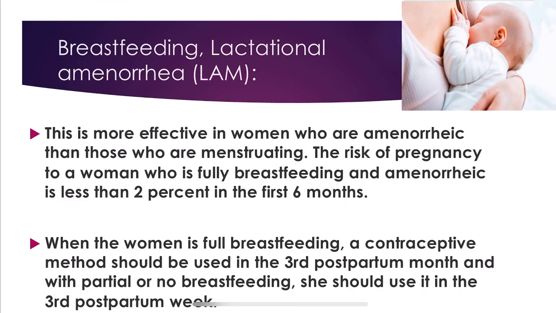In lactational amenorrhea, a woman who is amenorrheic and completely breastfeeding is safe for 6 months and the fertility risk is just 2%. Whereas a woman who is partially breastfeeding or not breastfeeding should start using contraceptives in the 3rd postpartum week. A woman who is fully breastfeeding can use contraception after the 3rd postpartum month.